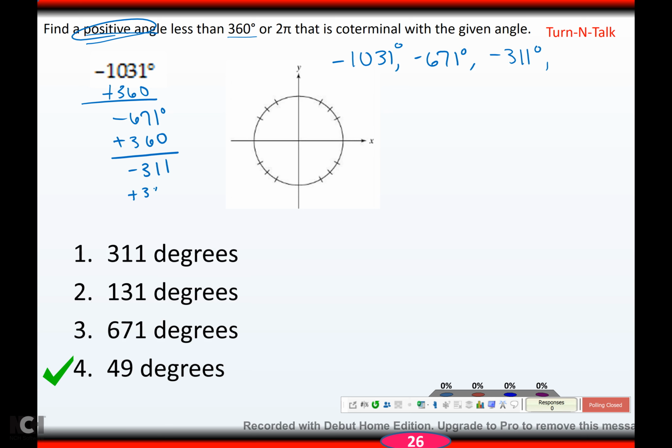If I add another 360, I get positive 49. So 49 degrees is also coterminal. And I could keep doing this all day. I could keep generating coterminal angles until the cows came home. You just keep adding 360 and you'll find another one. Or subtracting 360 and you'll find another one. But this one is the first one that's positive and less than 360, so that's the one they're looking for.